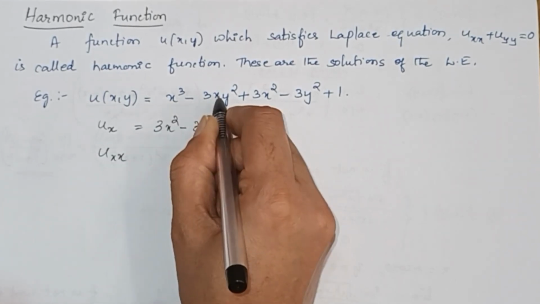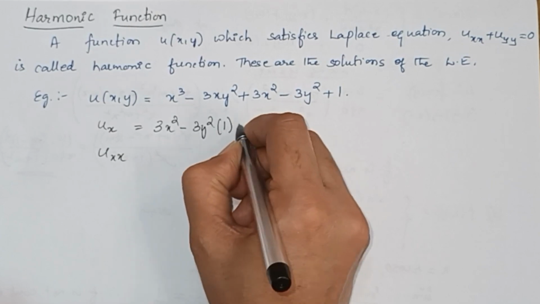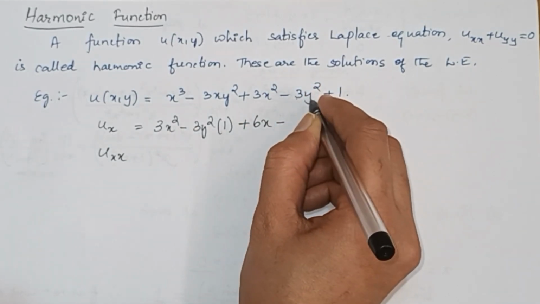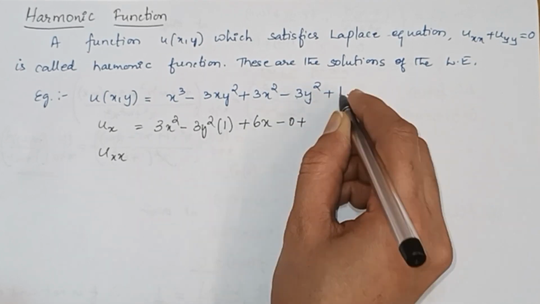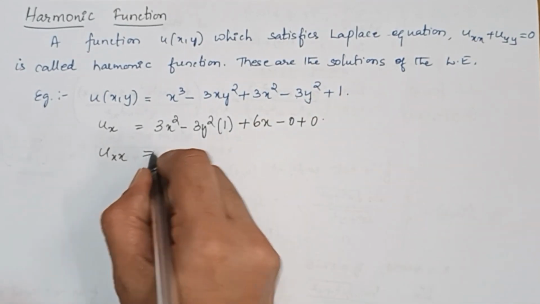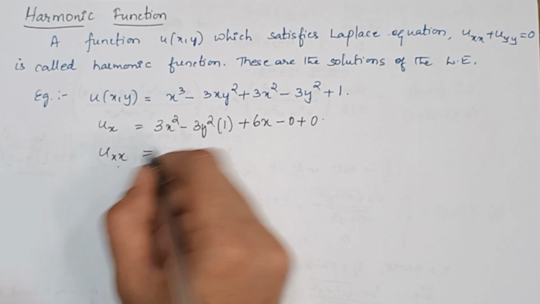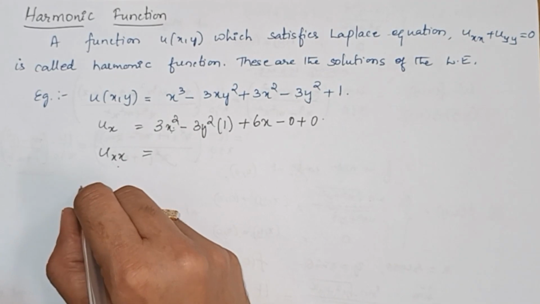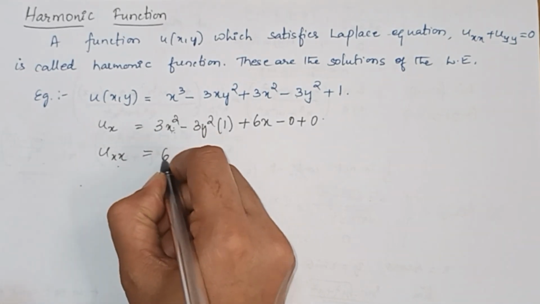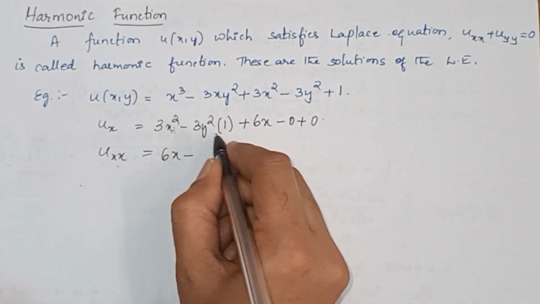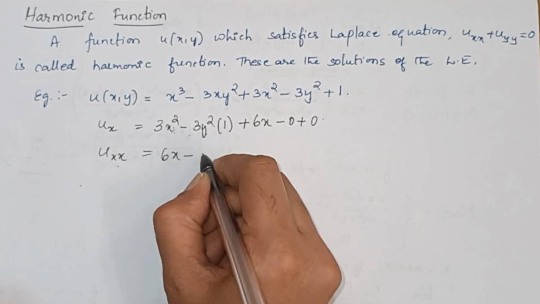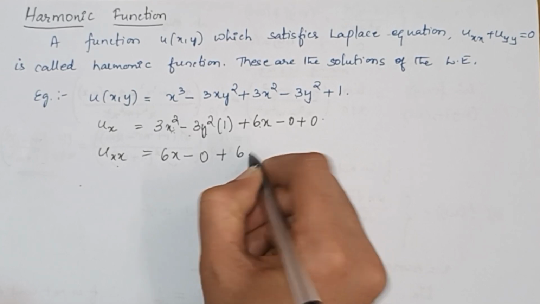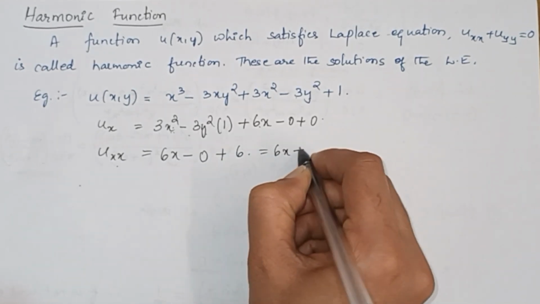So ux is, while differentiating with respect to x, y is taken constant: 3x square minus 3y square is a constant. Partial derivative of x with respect to x is 1, plus 3 times 2 is 6x, minus 3 is a constant. y square is also constant, 0. Derivative of 1 is 0. Now once again differentiate this with respect to x. 3 is a constant. Partial derivative of x square with respect to x is 2x. So 6x, minus 3 is constant, y is also constant, it is 0, plus 6x derivative with respect to x is 6. So this gives you uxx equal to 6x plus 6.